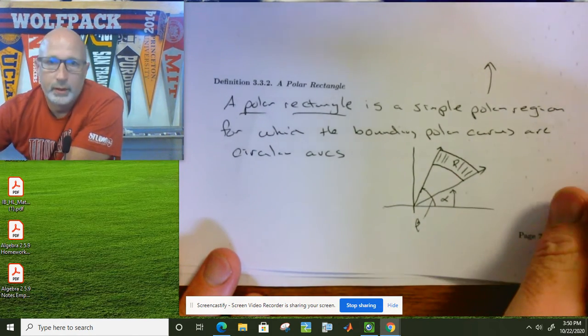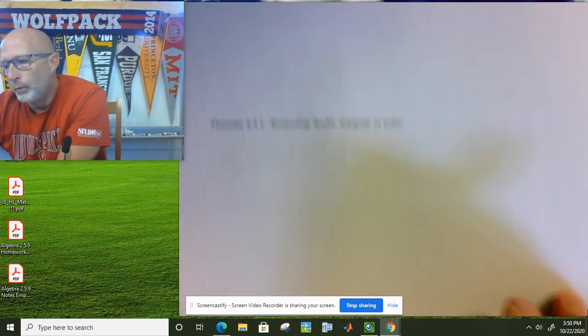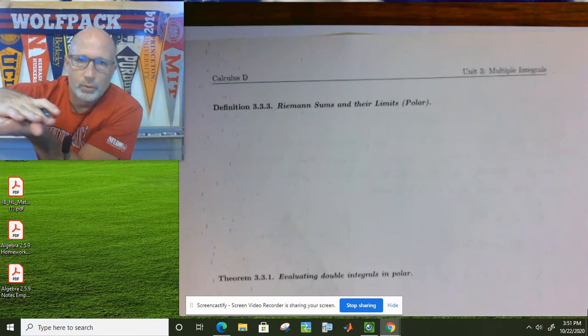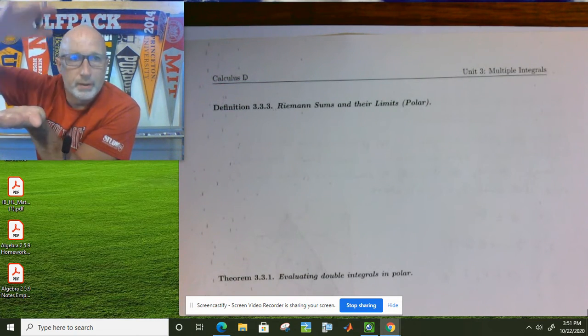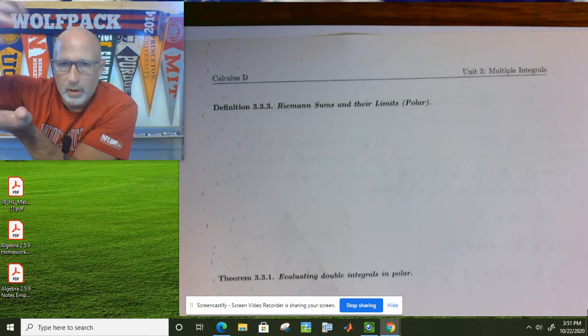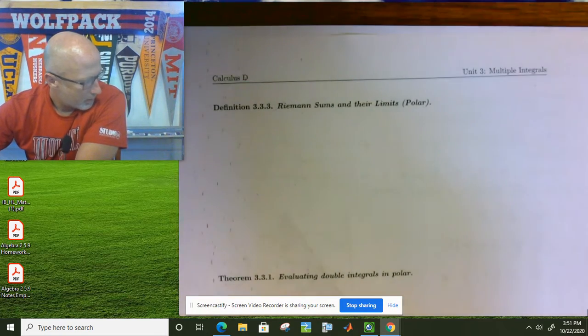Now, what do we do with these? This is exactly what we did last time. We're going to take a region R, which is going to be on some sort of a plane, and we're going to project it up to the third dimension. So we're going to evaluate it for some Z, which is going to be f of R theta.